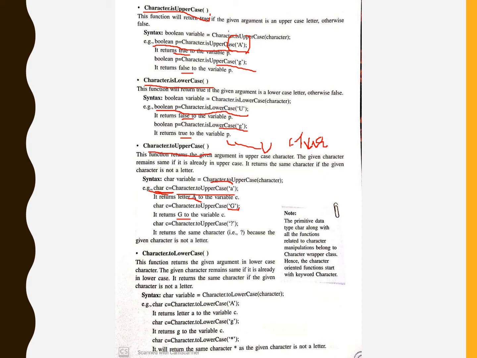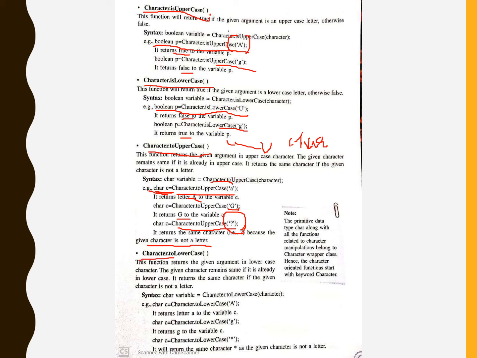Here is c = Character.toUpperCase('?'). It returns the same character because the given character is not a letter. So what will it return? It will return the question mark only, always remember.